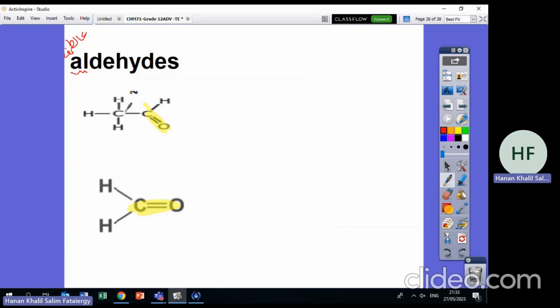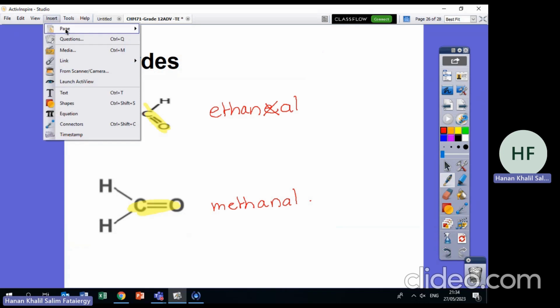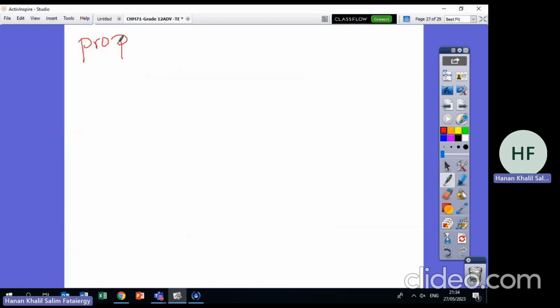Now, how do we name this compound? We say 2 carbons means ethane. Okay, I will remove the E and I will put al. It will be ethanal. Now, this one 1 carbon, it will be methanal.